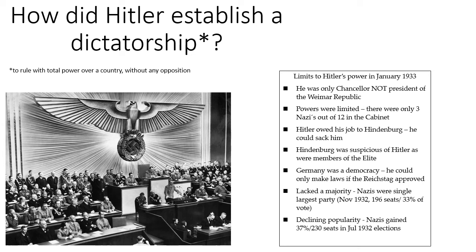We're going to begin with a quick recap. Today's focus will be on how did Hitler establish a dictatorship. That means, how did he get into a position where he ruled Germany with total power, with no opposition?